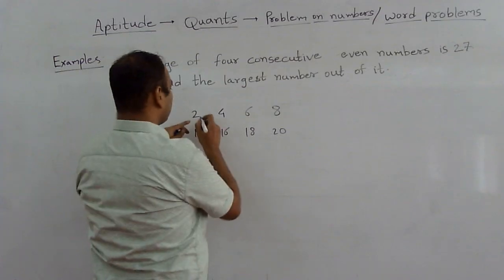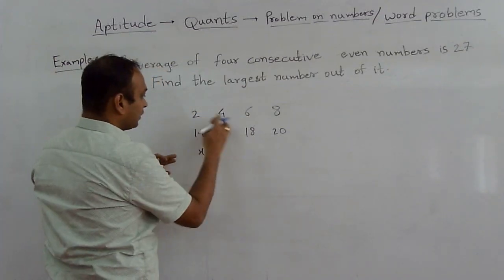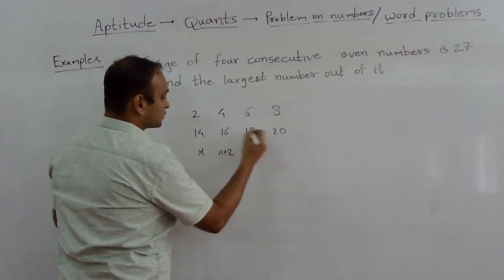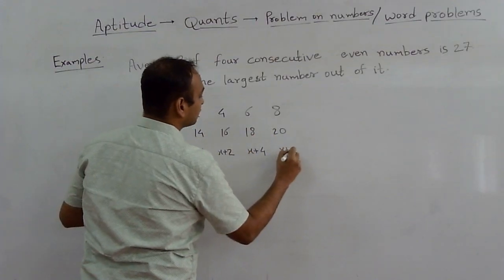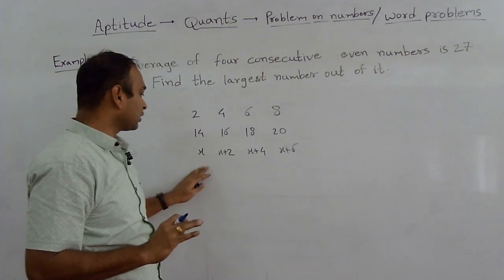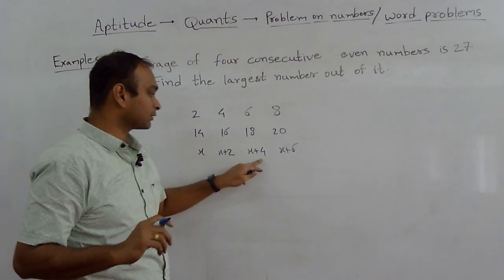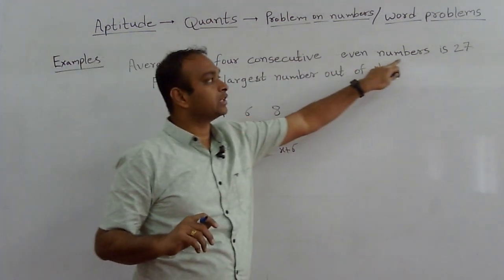So what we can do, for the first number we can consider x, and for the next it will be a difference of 2. So next will be x plus 2, next to next will be x plus 4, and then x plus 6. Got it? So we have these 4 numbers in terms of only one variable, which is x: x, x plus 2, x plus 4, x plus 6. So these are our 4 consecutive even numbers.